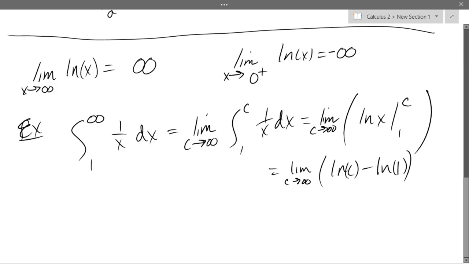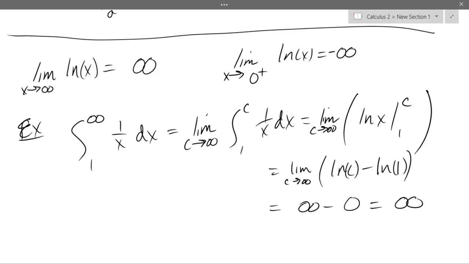And this is our property right here. That is infinity right there. So we get infinity minus 0, not in an indeterminate form. That is infinity. So we got this integral's infinity, so we say that the integral diverges.